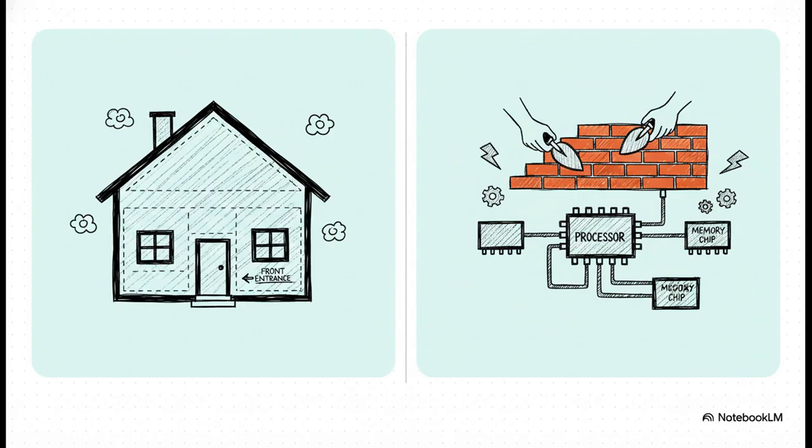It's the blueprint. It defines all the things a computer is capable of doing, like its instruction set, which is basically just a list of commands it can understand. Then you have computer organization. That's the how. These are the actual bricks, the physical wiring, the circuit design that makes that blueprint a reality.